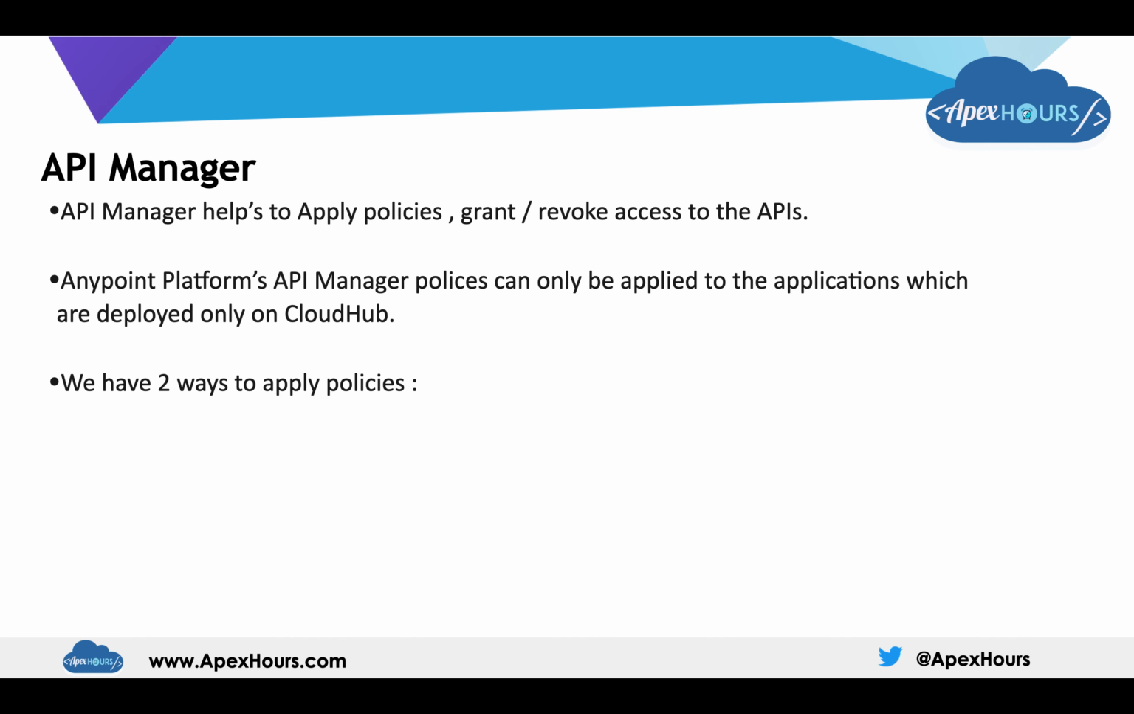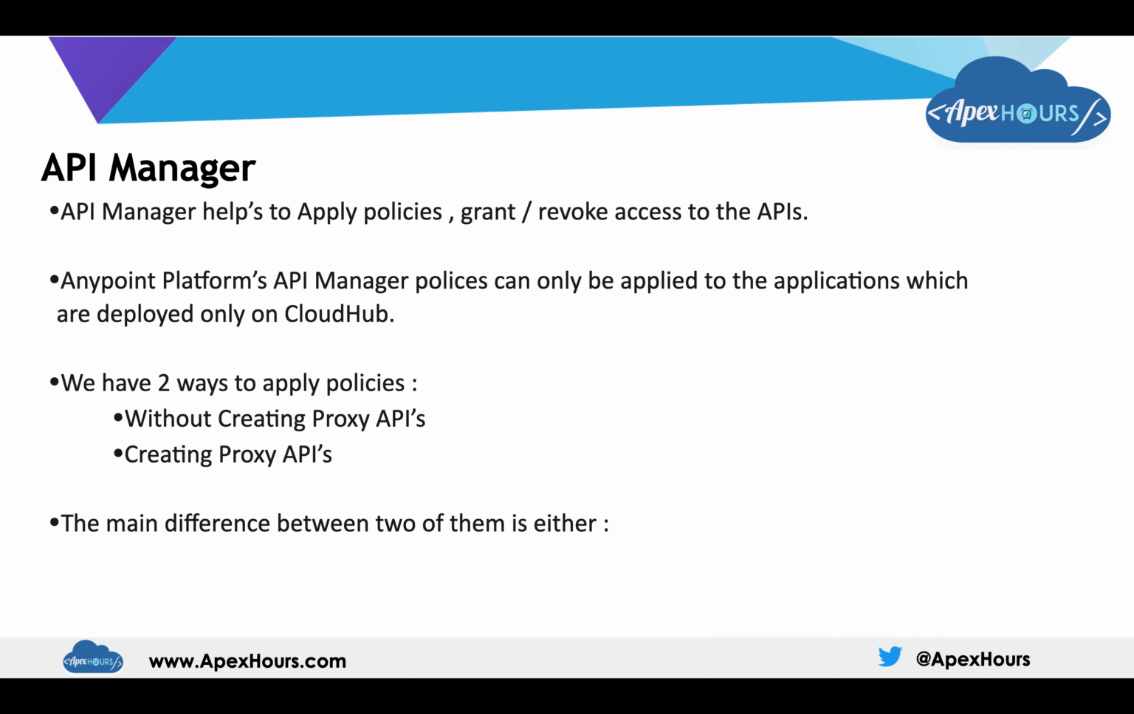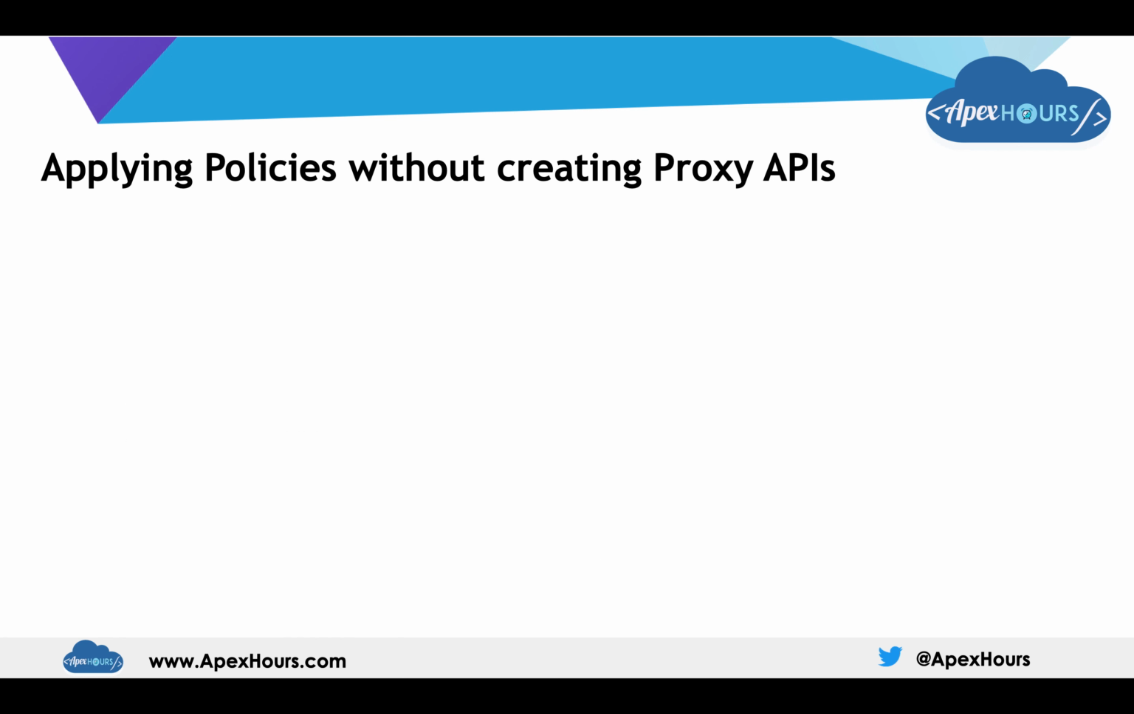All right. We have two ways to apply the policies. One is without creating proxy APIs and the other one is with creating proxy APIs. But for hands-on purpose, I will show you only without creating proxy APIs, because I don't want to put too many things on your mind. First if you start learning the basics, then it will be easier for you to understand. I'll just explain theoretically what creating proxy APIs and not creating proxy APIs is. The main difference in both of them is using API auto discovery in your actual application.